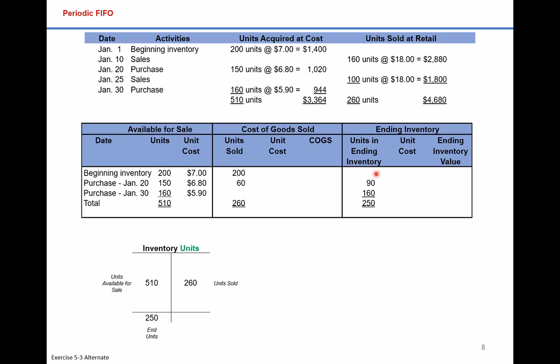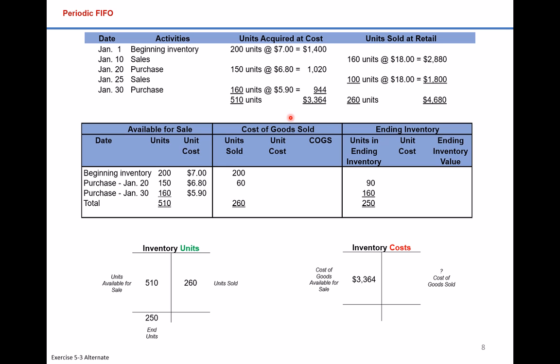So now we see that our ending inventory is really made up of two layers. It's made up of some stuff that we purchased at $6.80, 90 of those units, and it's also made up of stuff that we purchased at $5.90, 160 of those units. Well, let's put a value to these ending inventory or to the cost of goods sold. Take a look at the T account for the cost. What was our cost of goods available for sale first? It hasn't changed at all, $3364.